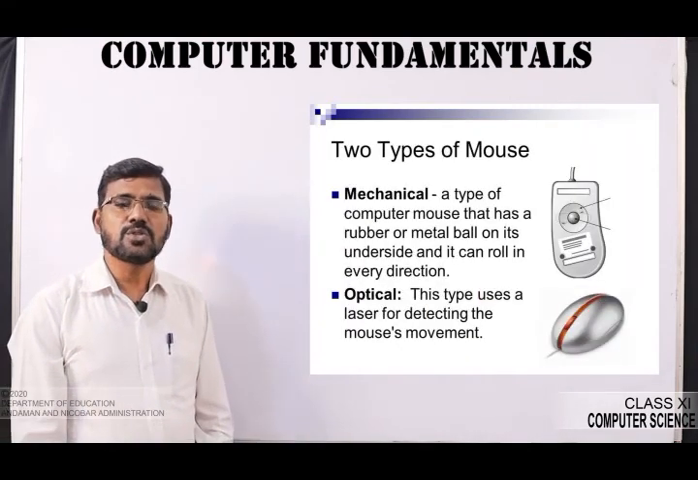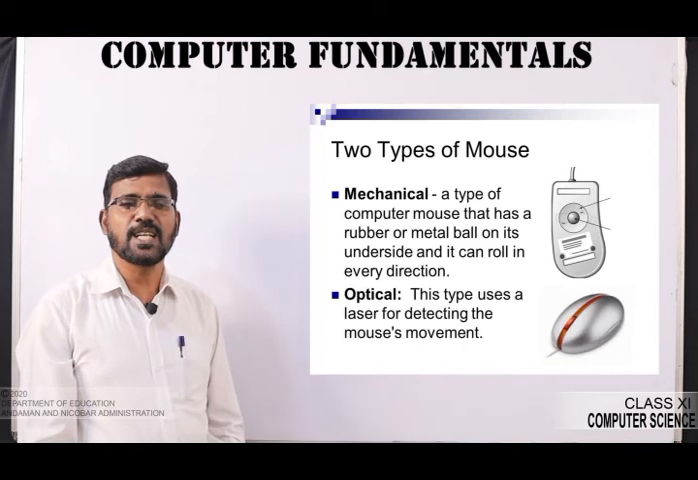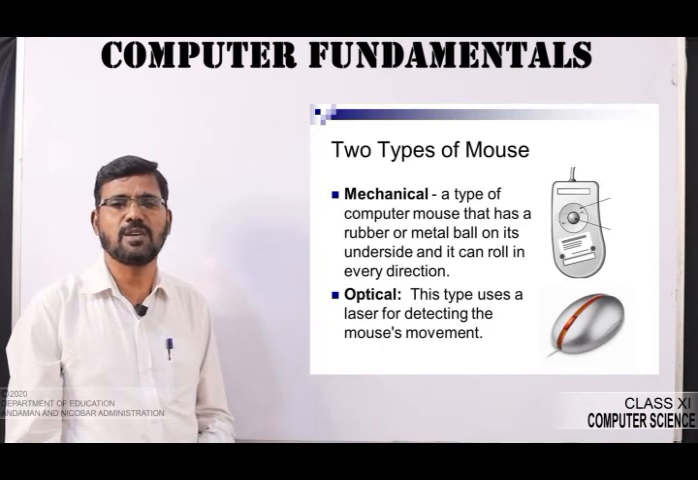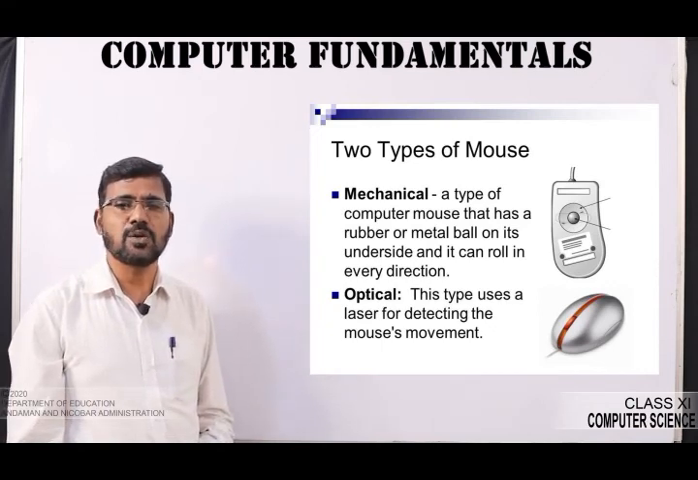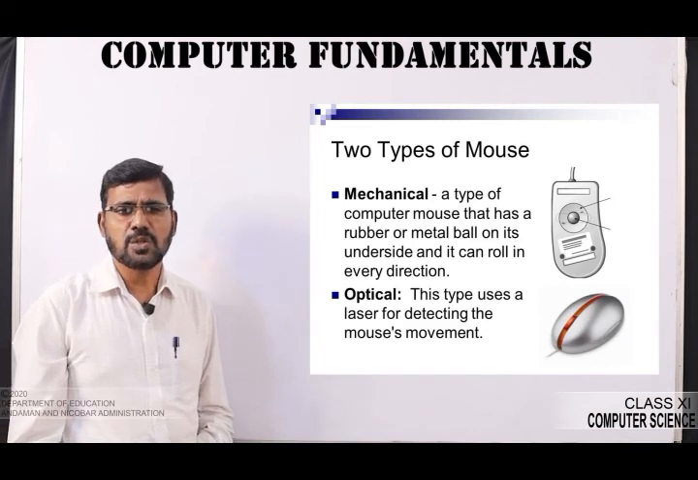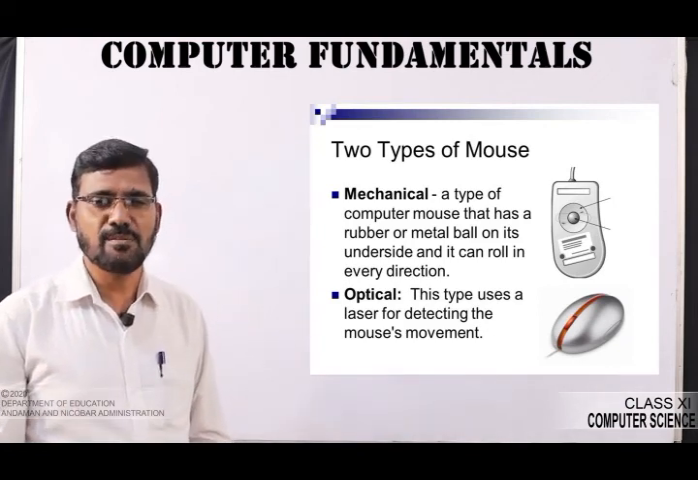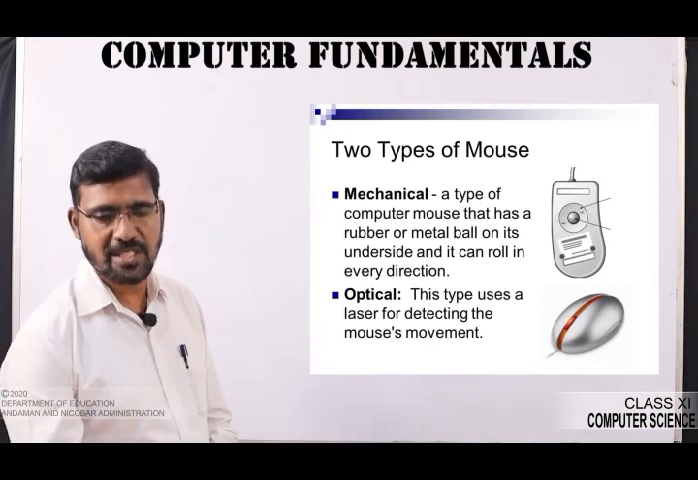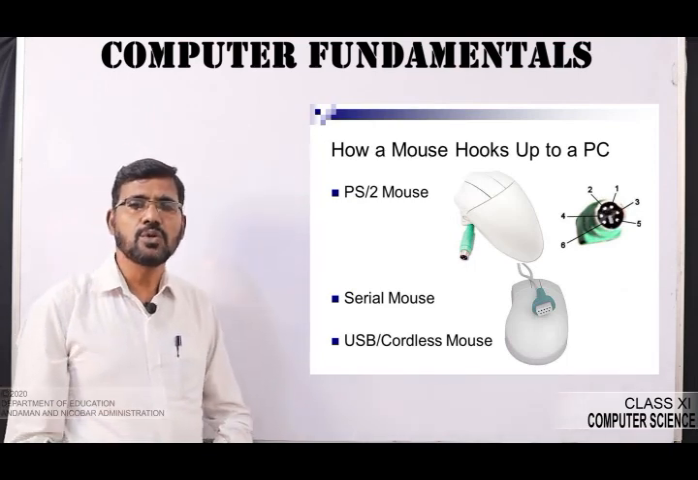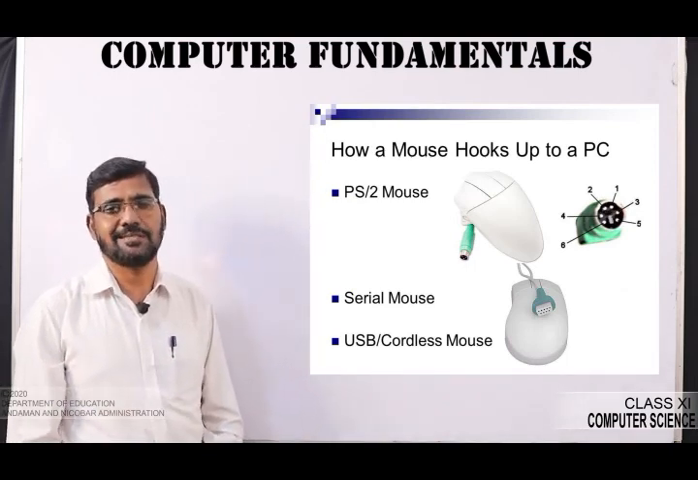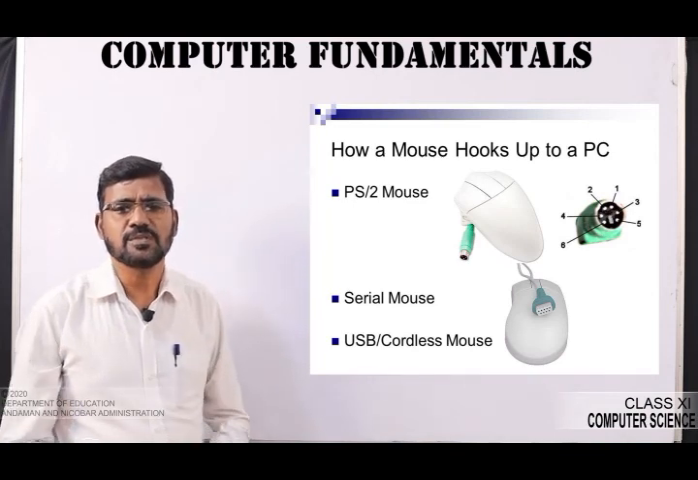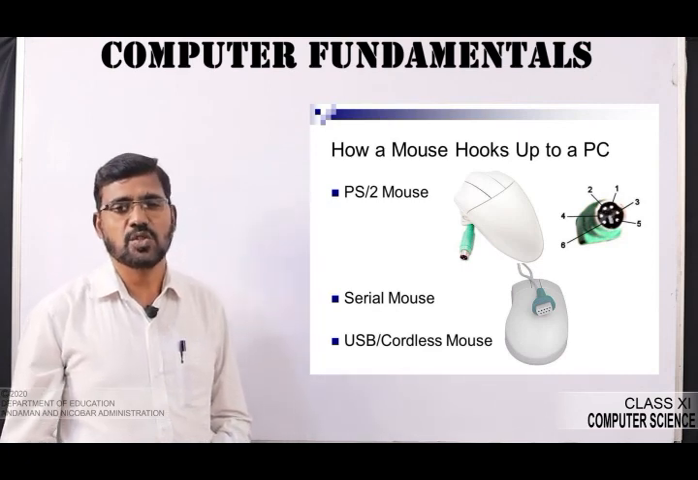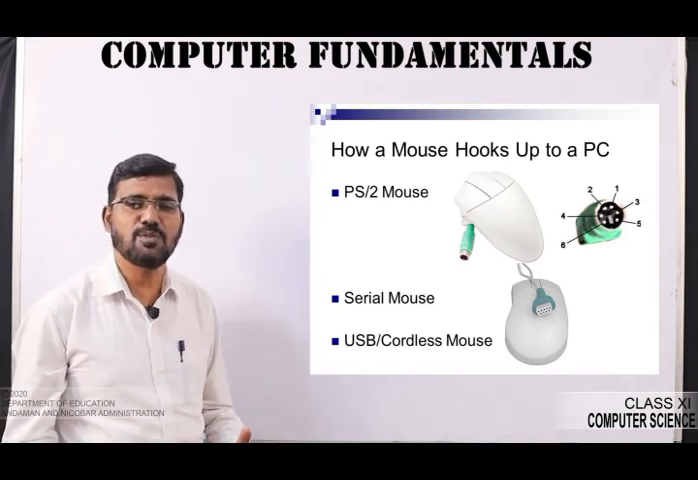The mouse also has two types, mechanical and optical. A mechanical mouse has a rubber or metal ball on its underside and can roll in every direction. Nowadays nobody is using that; the optical mouse is familiar and used everywhere. It uses an optical laser for detecting mouse movement. How is the mouse hooked up to a PC? Through a PS2 slot mouse, a serial mouse, or USB. Today we are very familiar with the USB mouse and the cordless mouse.